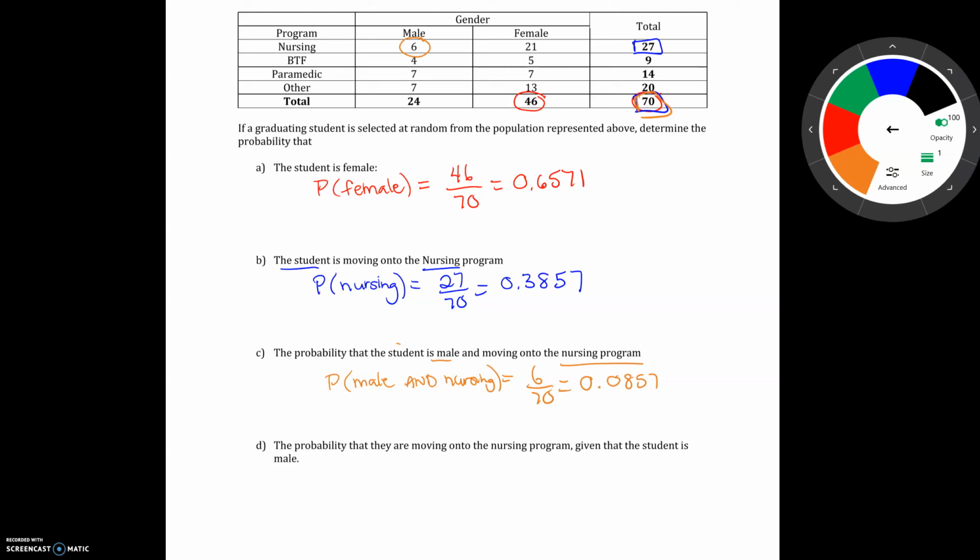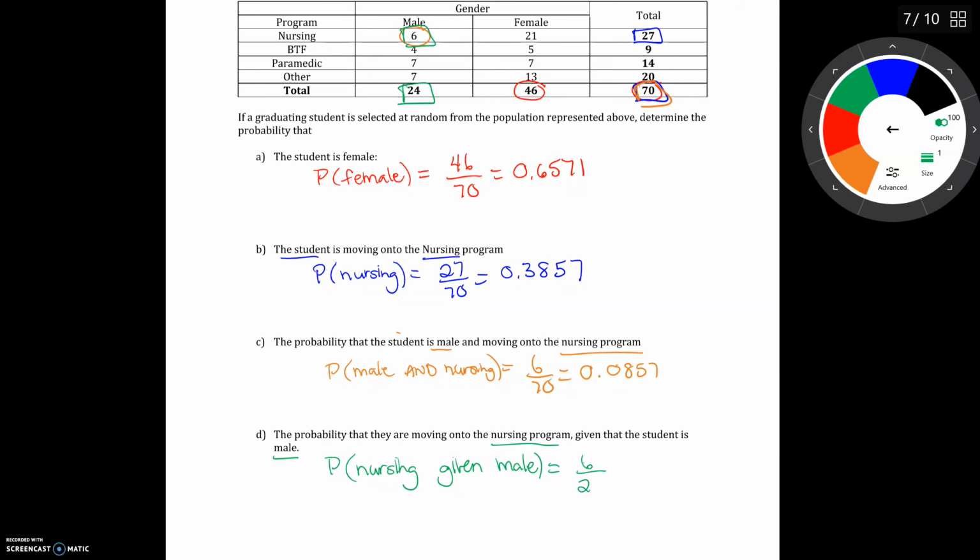And then I'm going to show you how the wording can change a little bit in the next one. Very similar type of question, but here we're asked the probability that they're moving into the nursing program given that that student is male. So we're no longer looking at the total student body here. We're looking at the probability that they're nursing given that they belong to the male population identified here. So we'd be looking at nursing male out of total male population. So we'd be looking at 6 out of 24. And so that would come out to 0.2500.